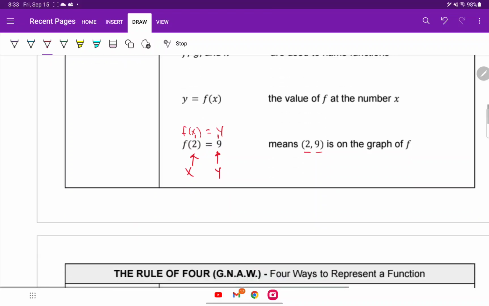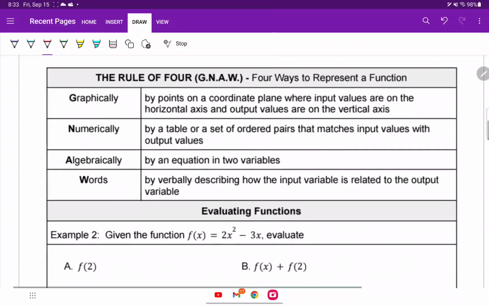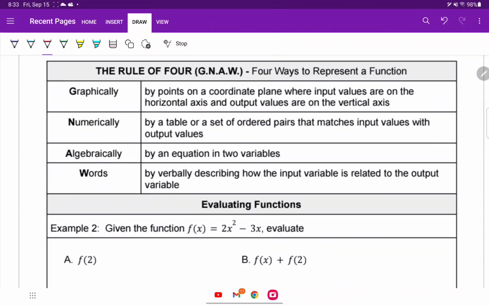All right, let's go ahead and keep going here. The rule of 4, GNAW. So 4 ways to represent a function. It looks like it spells gnaw, but GNAW. So G is graphically, by points in a coordinate plane where input values are on the horizontal axis and output values are on the vertical axis. So remember, input values are on your horizontal axis, which is the x-axis. Sorry about that. And your vertical axis is your y-axis.